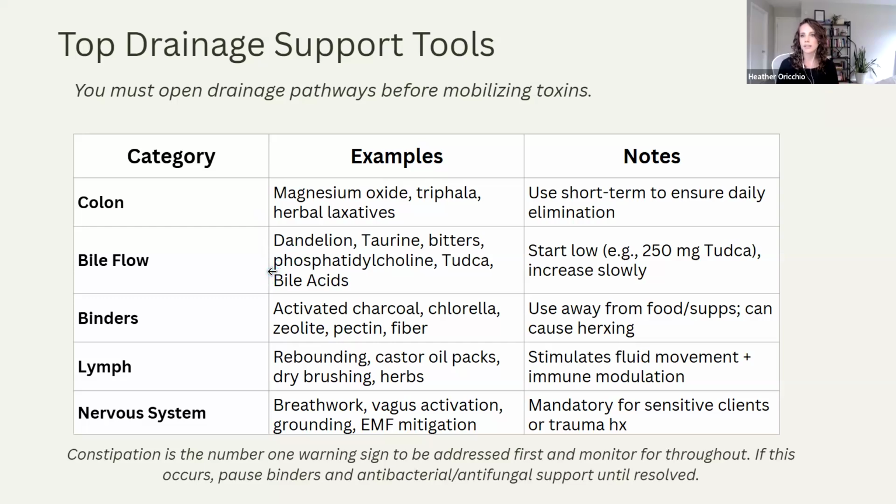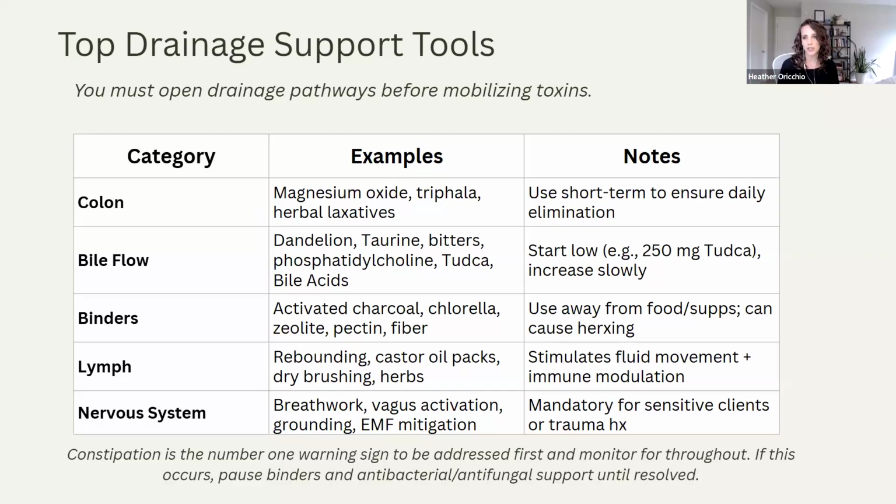So dandelion root tea, it's going to be better for your really sensitive individuals. Taurine, we're taking it up a notch. Bitters, up a little higher. Phosphatidylcholine. TUDCA is very strong. Bile acids are very strong. So somebody without a gallbladder, they will likely need a lot of support. Sometimes they don't tolerate it as well. So lots of nuance there.